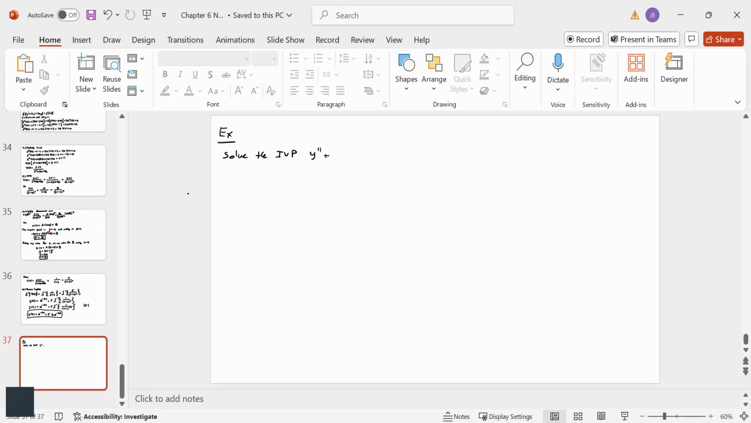y double prime plus 16y equals cosine of 2t. Nope, wrong number, 7t. Given y of 0 equals 0 and y prime of 0 equals 0. Whenever it's trig, we love saying zeros because it makes our life easier. Okay, step 1, formula. Notice I don't have a first derivative. That's very important, so I don't even need to write the first derivative one because we don't need to use it here.